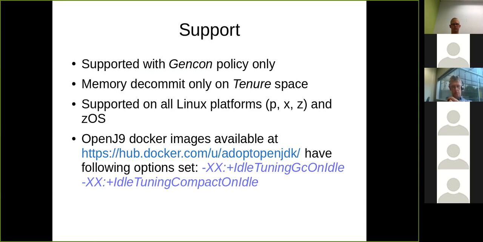We enabled support for idle tuning on Linux x86 initially, but this year we have also enabled it on all supported Linux platforms, Power, Intel, and Z Linux, and also on z/OS. And with the 0.9 release of OpenJ9, the Docker images which we can obtain from hub.docker.com under AdoptOpenJDK have the idle tuning options already set. So you don't need to set these idle tuning options specifically if you are using Docker images. I think that's all I have.